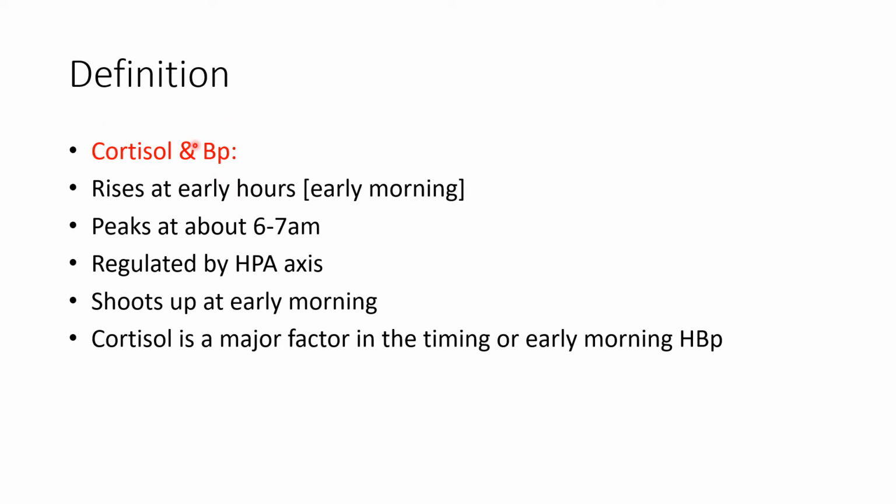Still, by way of definition, we'll briefly examine cortisol level and blood pressure. Well, cortisol rises at early hours of the morning, just as the time that the BP will also rise. Cortisol will peak at about 6 to 7 a.m. and it is regulated by the hypothalamic pituitary adrenal axis. It shoots up at early morning, and cortisol is a major factor in the timing of early morning high blood pressure.